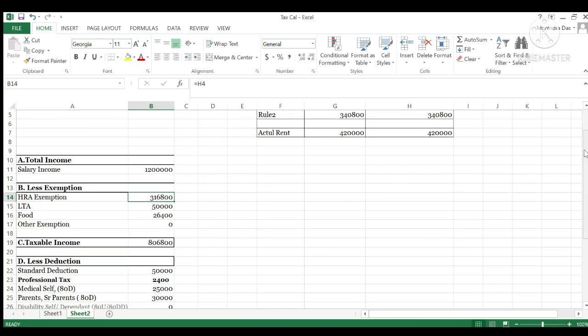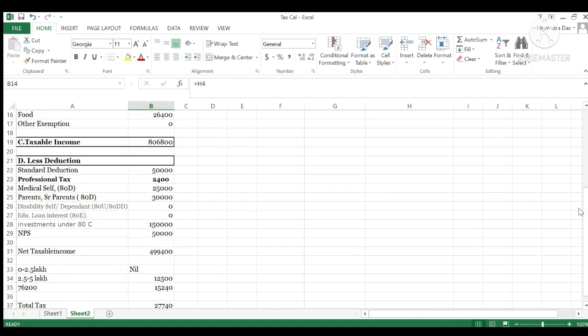We have not made any other changes. Let's see what your net taxable income is. Your net taxable income is 4,99,400 rupees. Now, if you apply the rebate, your tax will be 0. So that's how, if you do a little bit of simple tax planning and a little bit of tweaking in your salary structuring, CTC structuring, you can make it completely 0 tax on a CTC of 12 lakh.